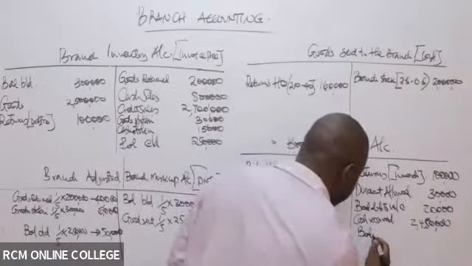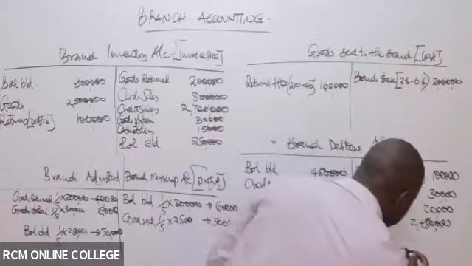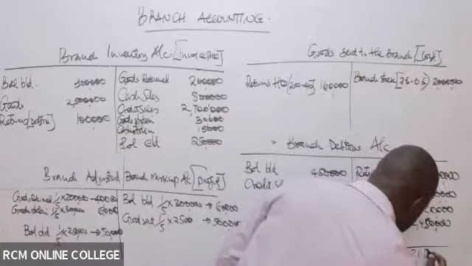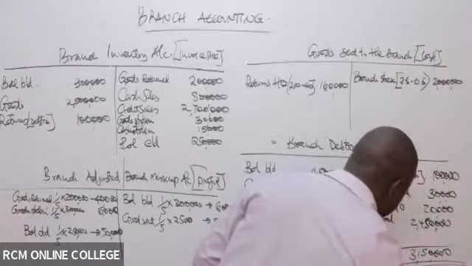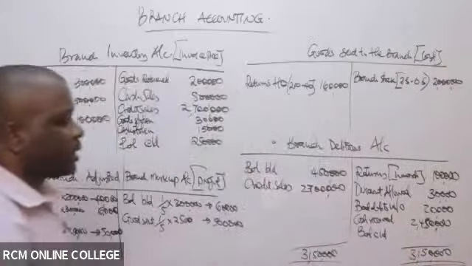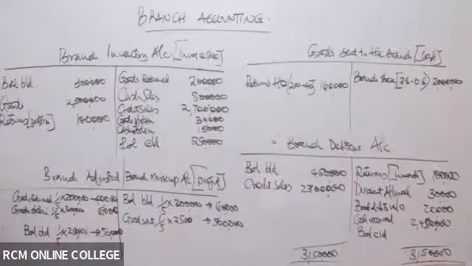What is the balance carried down? So if that is 3,150,000, what is the balance carried down? You can give us the figure. So what is the balance?